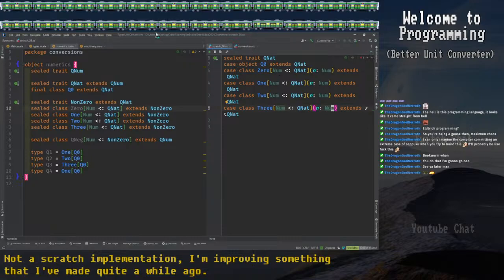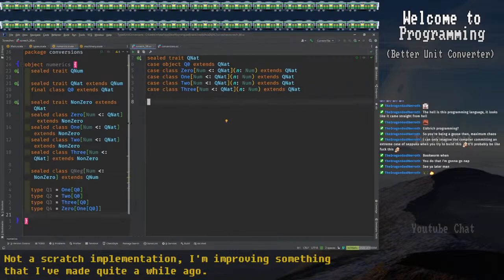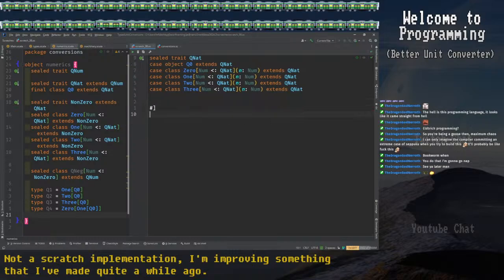Now my question is, did I do these from outside in, or did I do these inside out? It looks like I did these outside in. So Q4 is actually 0 of 1 of Q0. Yeah, so I'm basically writing the digits backwards, which makes things way easier because then I can just do this.